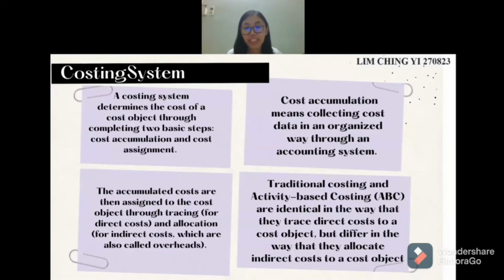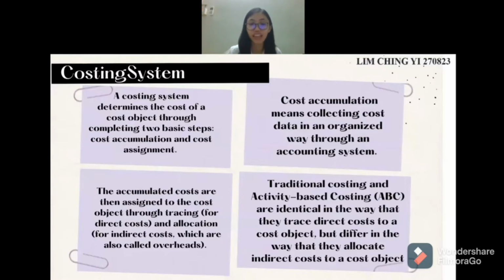Now I'm going to present the costing system. A costing system determines the cost of a cost object through completing two basic steps, which are cost accumulation and cost assignment. Cost accumulation means collecting cost data in an organized way through an accounting system. The accumulated costs are then assigned to the cost object through tracing for direct costs and allocation for indirect costs, which are also called overheads.